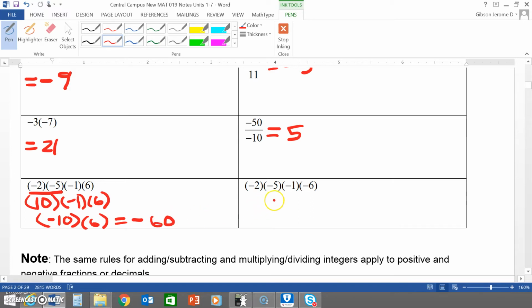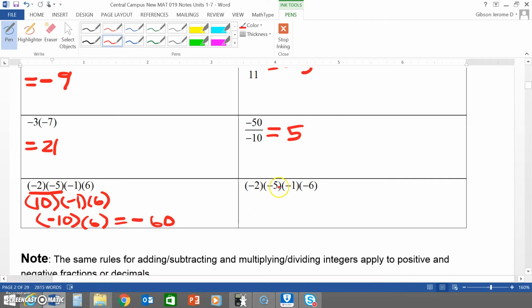Now, we're going to approach this a little differently with the next problem. We could do it the same way we did the last problem, but we're going to do it like this. Since this is all multiplication, or all division, if you count the signs, if you have an even number of negative signs, then your answer is going to be positive. If you have an odd number of negative signs, your answer is going to be negative. Going back to the last problem, it was all multiplication, and if we count the negative signs, we have 1, 2, 3. That's an odd number, so your answer was negative.